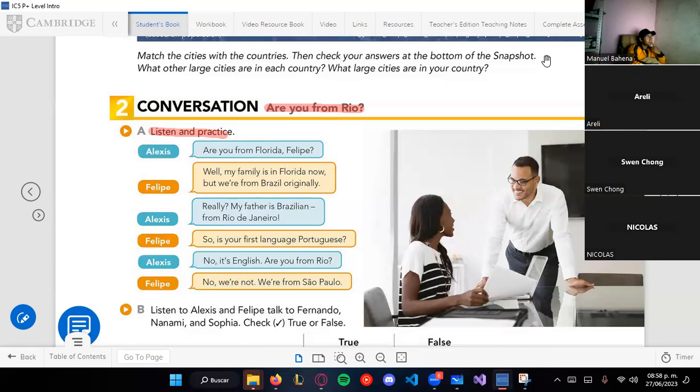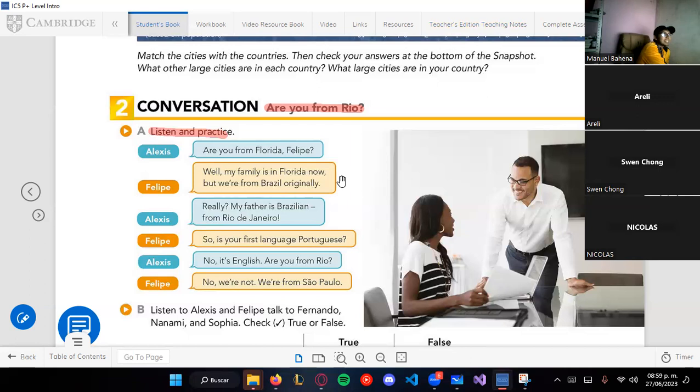So, is your first language Portuguese? No, it's English. Are you from Rio? No, we're not. We're from Sao Paulo. Sao Paulo. Excellent. Yes. Perfect. Now, let's translate it. Okay, vamos a traducirlo.